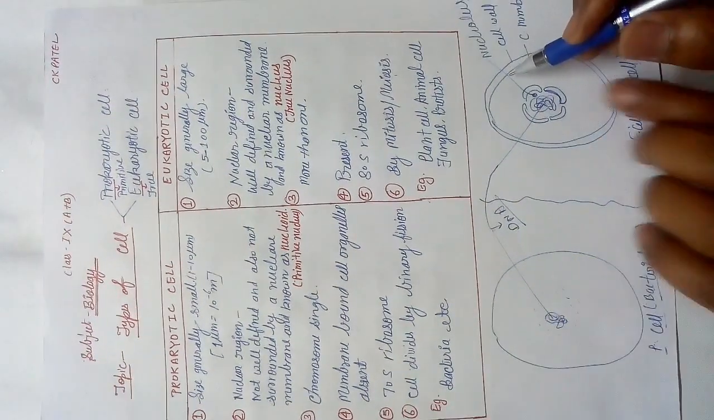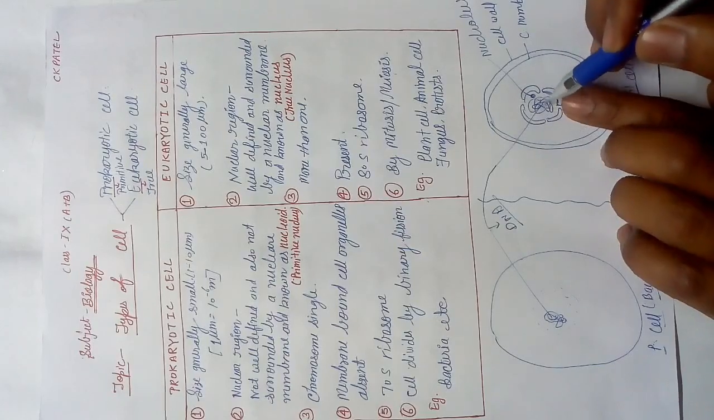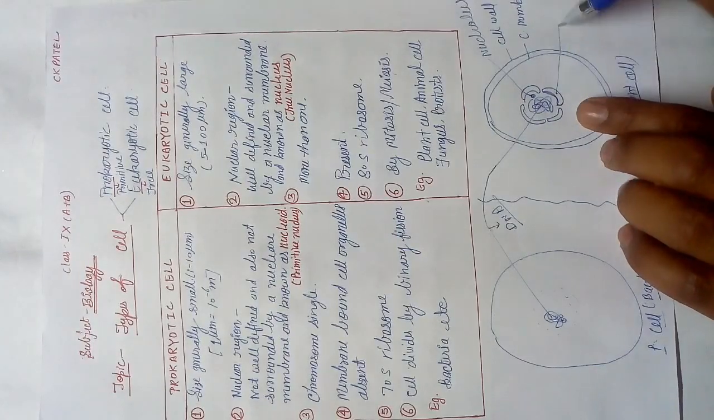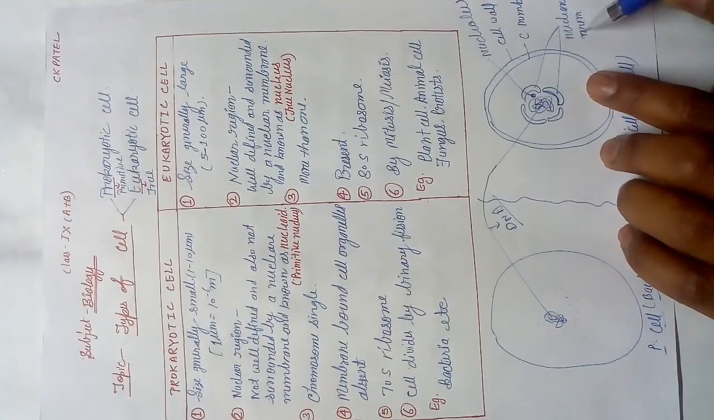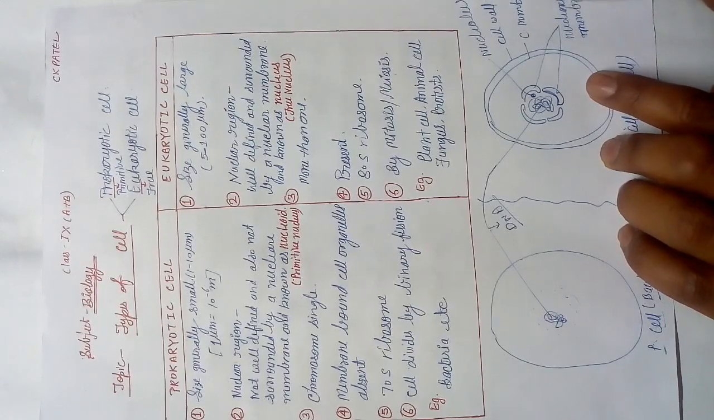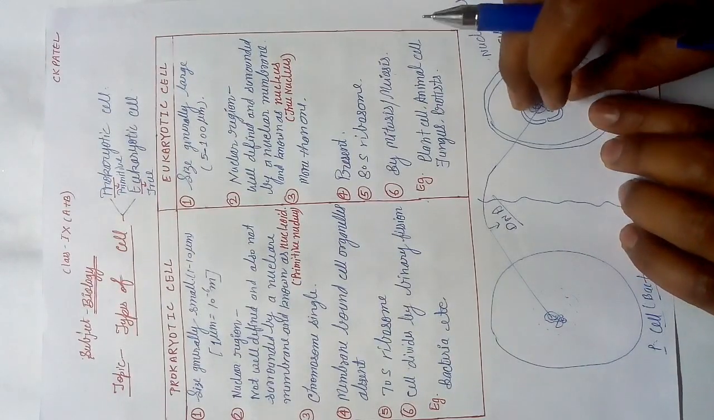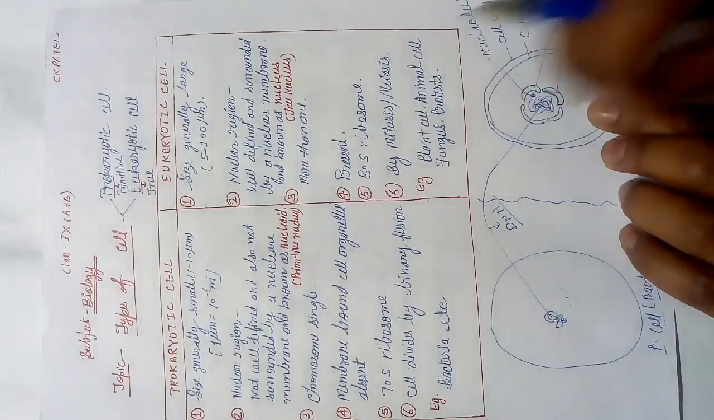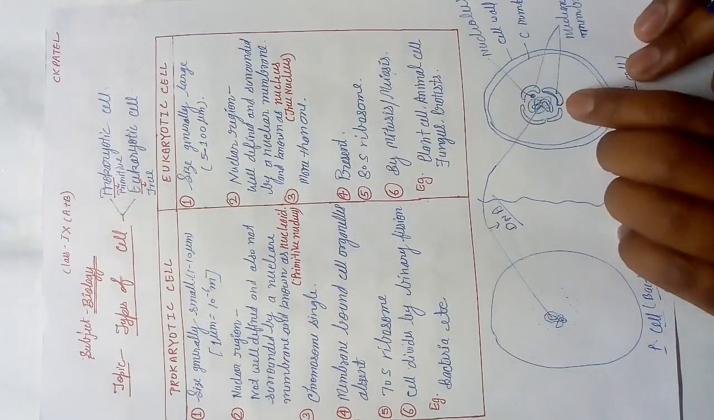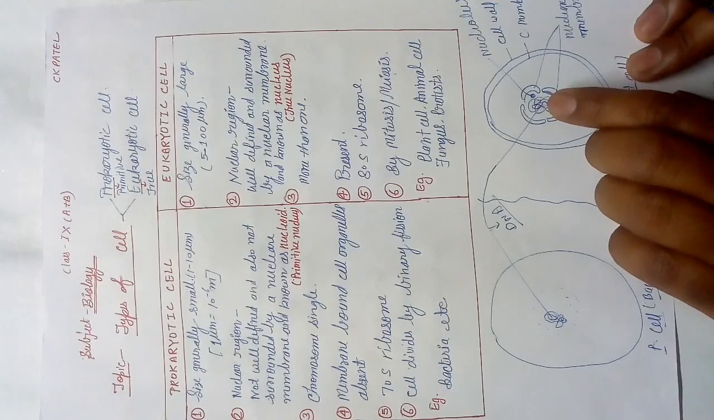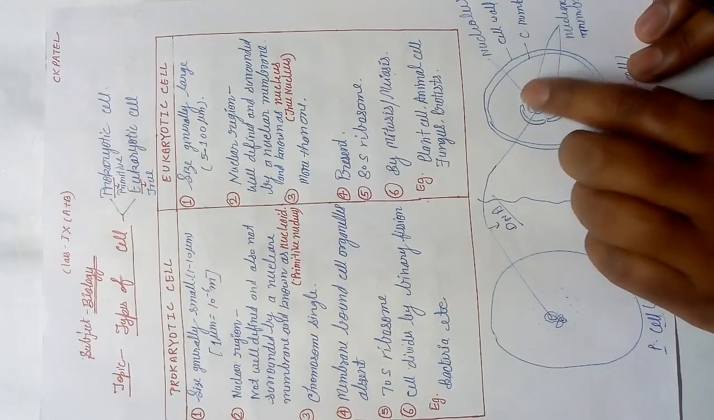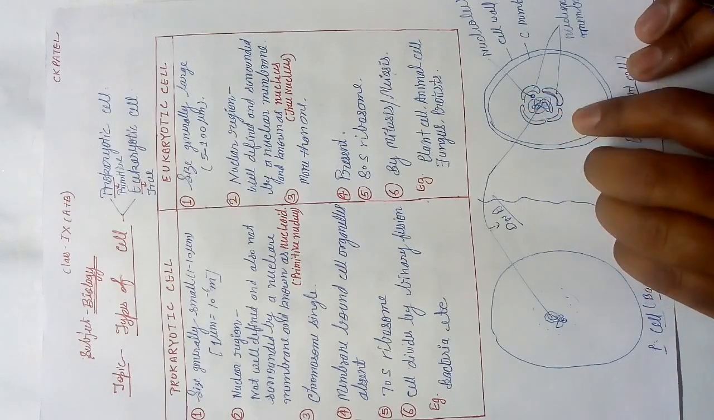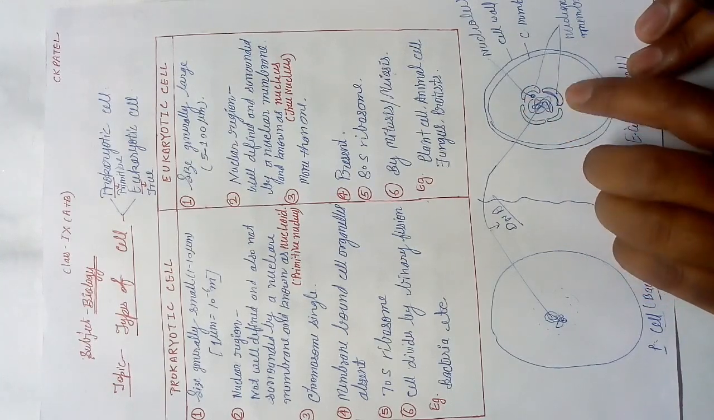And when this DNA, we can say chromosome, is surrounded by a nuclear membrane, then this is called nucleus. Means you can get it in simple language: when DNA or chromosome is surrounded by a nuclear membrane, then this structure is called nucleus.